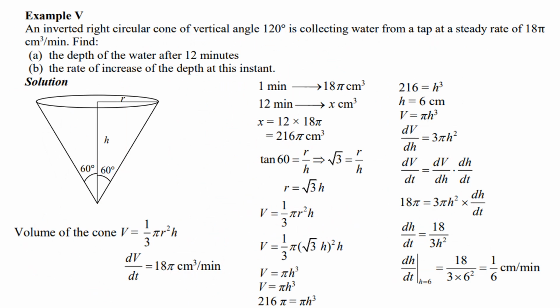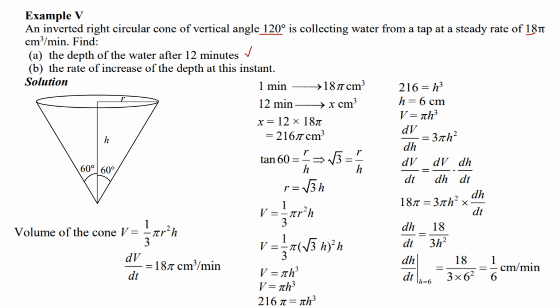Looking at the next example, we are saying that an inverted right circular cone, which has a vertical angle of 120 degrees, is collecting water from a tap which is steadily leaking at 18 pi centimeters cubed per minute. Now find part A, the depth of water after 12 minutes.